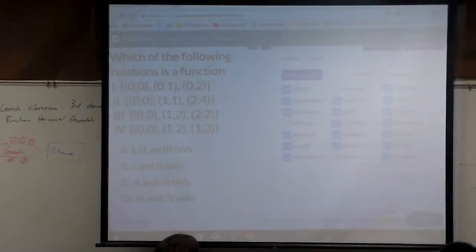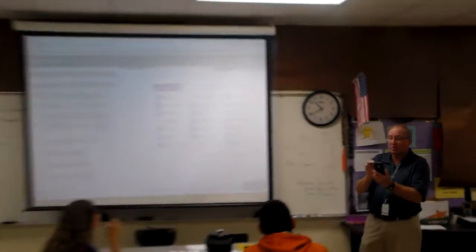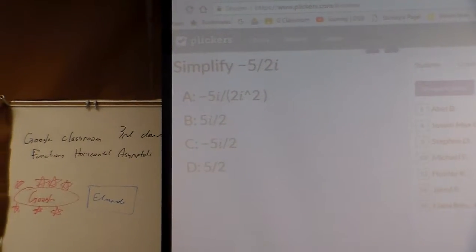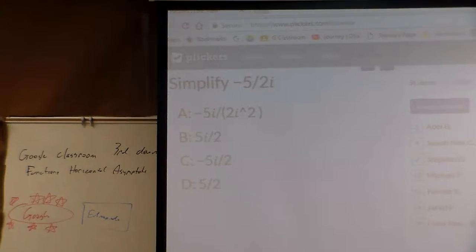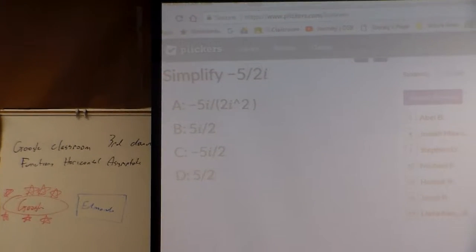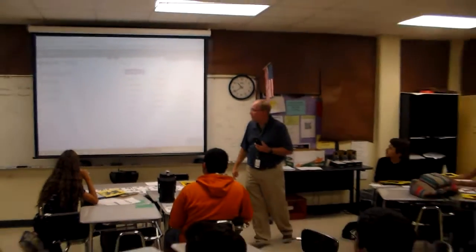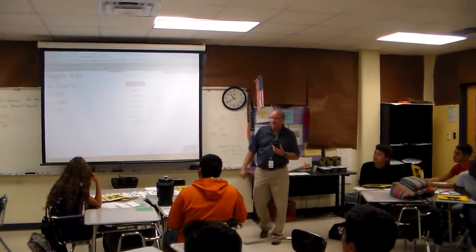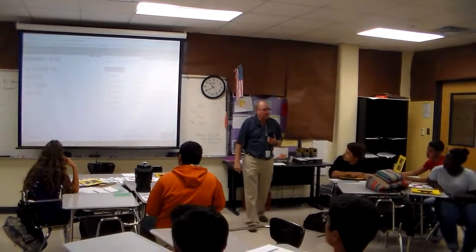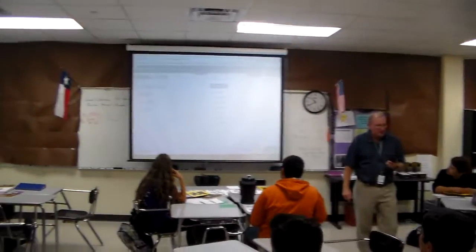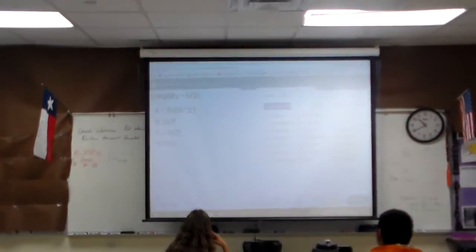All right. So now then, here's question 2. So everybody, look at it in a second, and that is A is negative 5i divided by 2i squared. That's the only way the calculator, like this method, can do the i squared. B is 5i over 2. C is negative 5i over 2. And D is just 5 over 2. So everybody take a second, figure out your answers. And then in a second, I'm going to ask you to scan it.